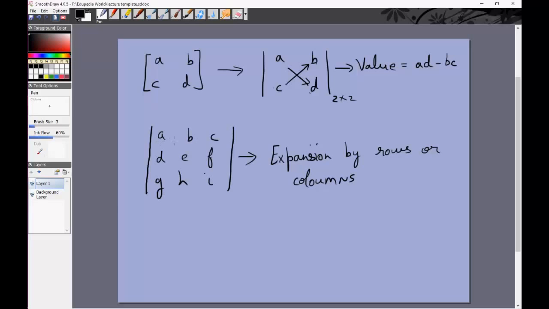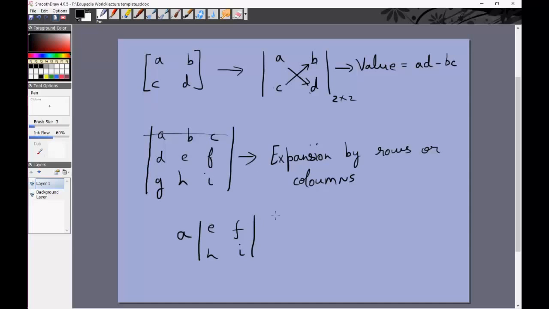So generally we just take the first row. So if we expand it about the first row, we'll take these 3 entries and we'll expand the determinant about these 3 entries. So first we'll take A. Now A will be multiplied by the determinant of E, F, H, I. So what we've done is, I'll put this all into a rigorous formula in a few moments. Right now we just need to know how that formula comes about.